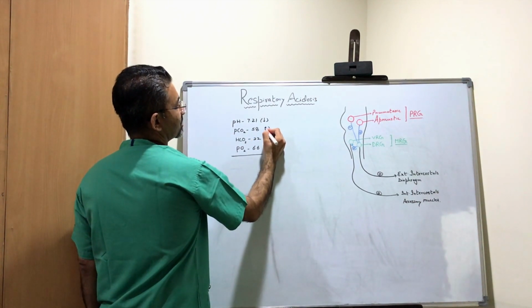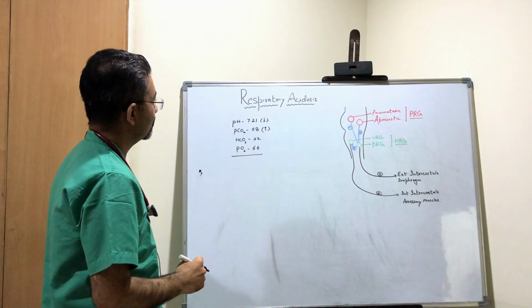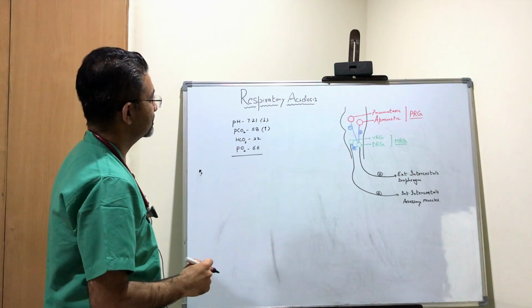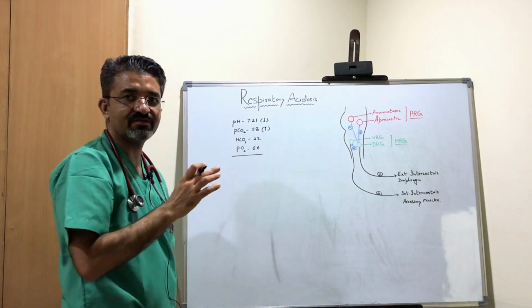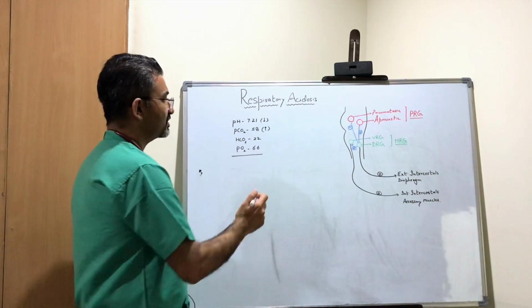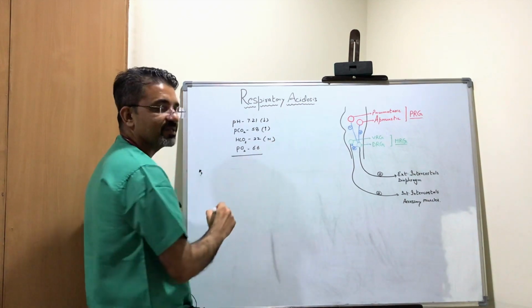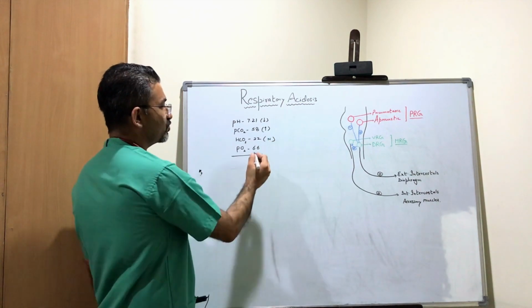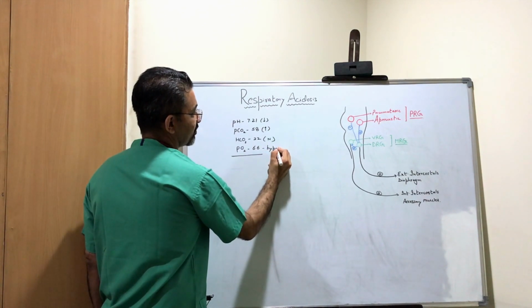Normal PCO2 is 35 to 45, so it is way beyond your normal 45. So this is definitely respiratory acidosis. Now by HCO3 we can find out whether it is compensating or not. It is at the low limit of normal, 22 to 26 is normal. So there is no compensation. By PO2 we can find whether the patient is hypoxic or not. So this is definitely hypoxia.